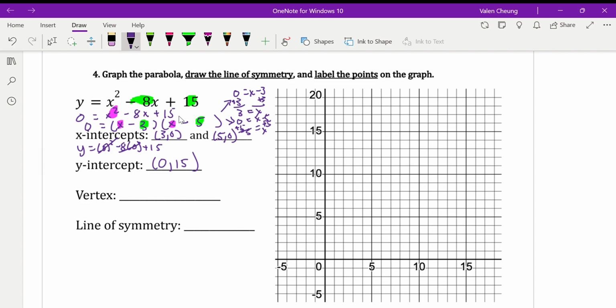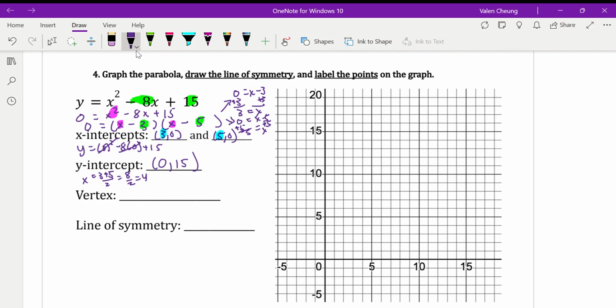Next, for our vertex. Once we have found the x-intercepts, we're going to take those and add them together. So the x-intercepts are 3 and 5. So for the x, it's 3 plus 5. And since we're looking for the middle, we always divide by 2. 3 plus 5 is 8. Divided by 2 is 4.